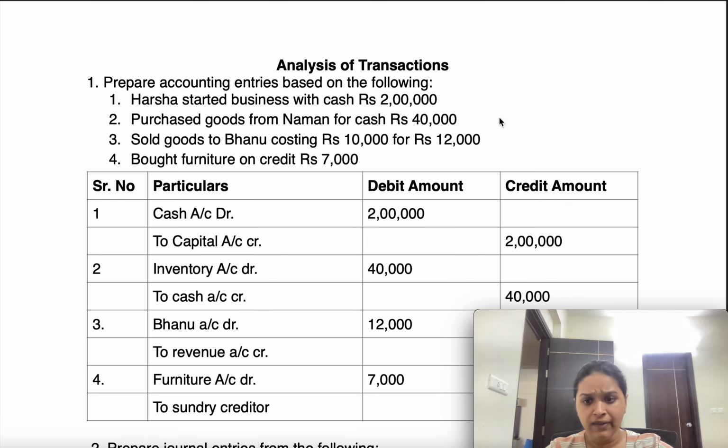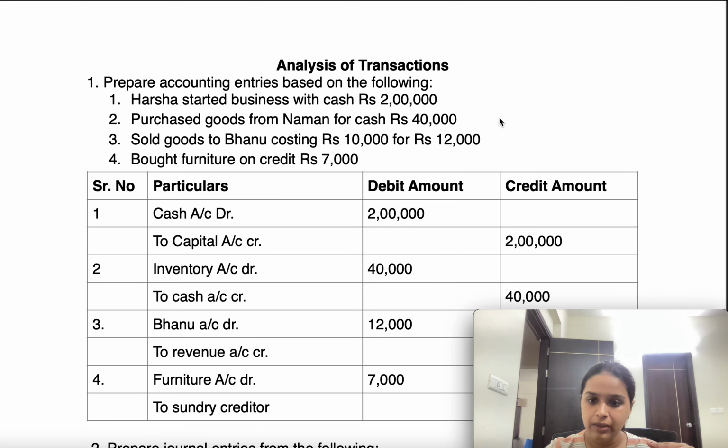So inventory and cash both are assets, and if they both are assets, it is a part of the real account. And if it is a part of the real account, what rule do we have to apply? Debit what comes in, credit what goes out.